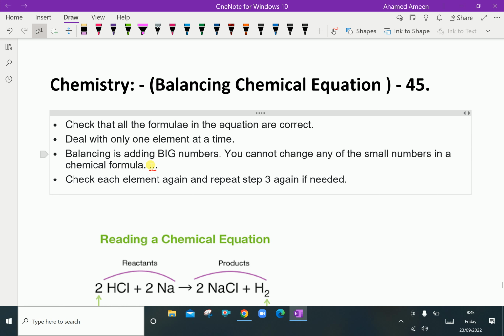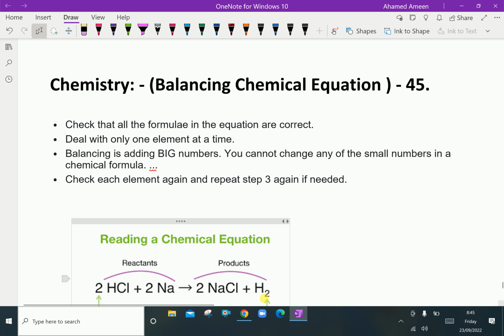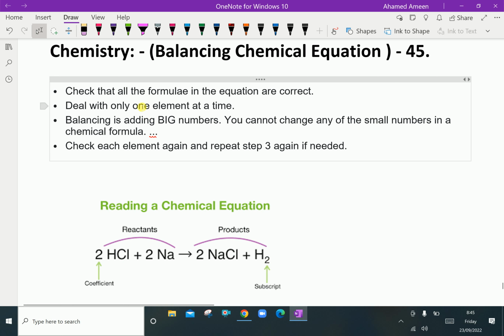Balancing is adding big numbers. You cannot change any of the small numbers in a chemical formula. That means the front number can change, but the subscript numbers should not be changed. Then check each element again and repeat step 3 if needed. That means balancing is not enough at one step. Balancing is adding big numbers and continuing step 3 to complete balancing the equation.